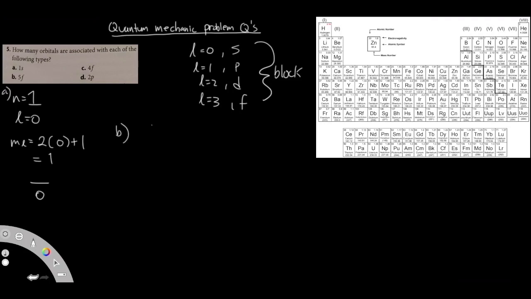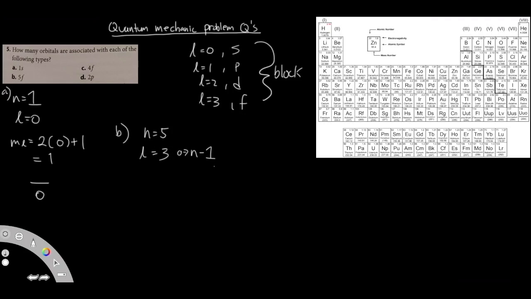5F. All right. Again, 5. N is equal to 5. F is over this. L is equal to 3. Now, this doesn't follow the n minus 1 rule. 5 minus 1 does not give you 3, but remember, it's 0 up to that value.